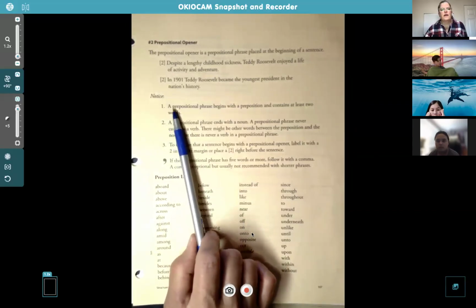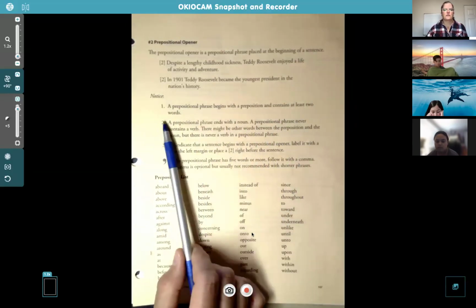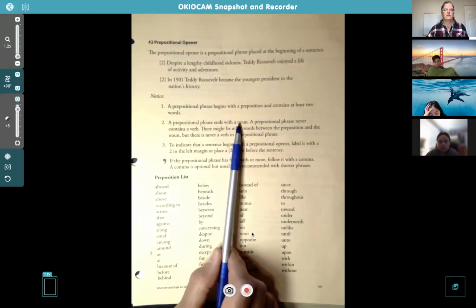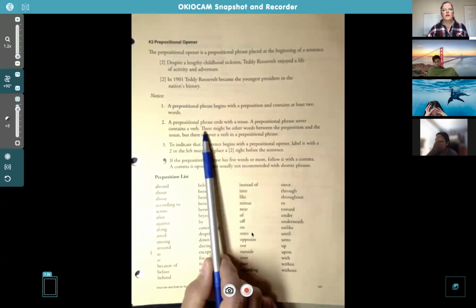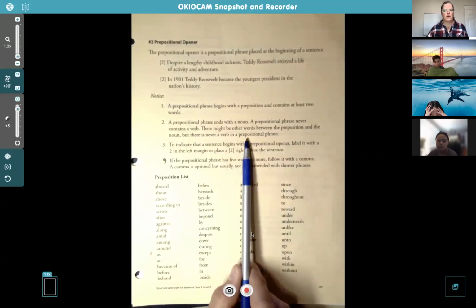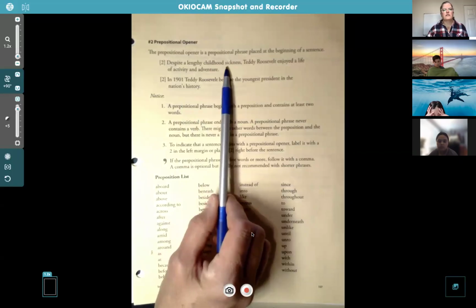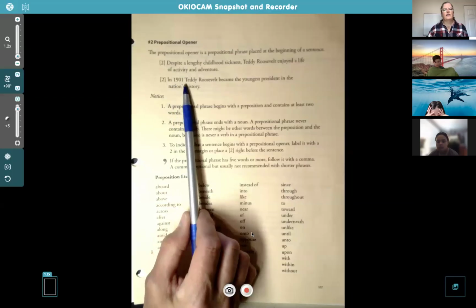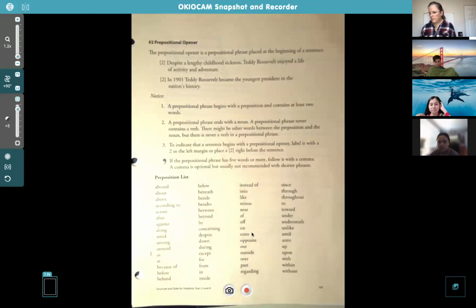It says, notice, a prepositional phrase begins with a preposition and contains at least 2 words. Okay? And then number 2, a prepositional phrase ends with a noun. A prepositional phrase never contains a verb. There might be other words between the preposition and the noun, but there is never a verb in a prepositional phrase. So, despite a lengthy childhood sickness, there's no verb in there. And then in 1901, Teddy Roosevelt, there's no verb in there. The verb comes later. Okay.